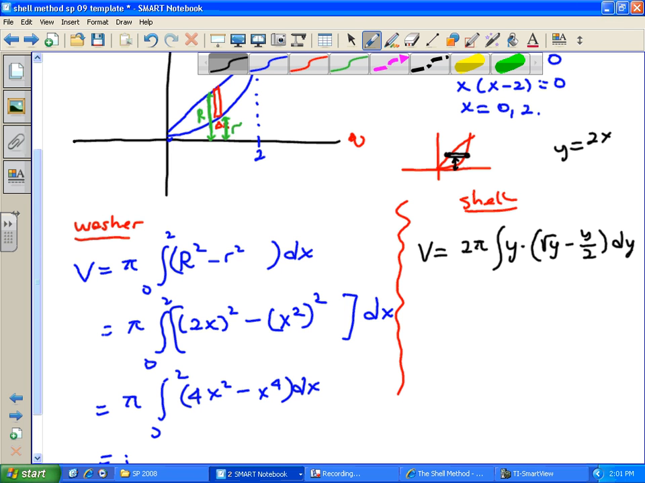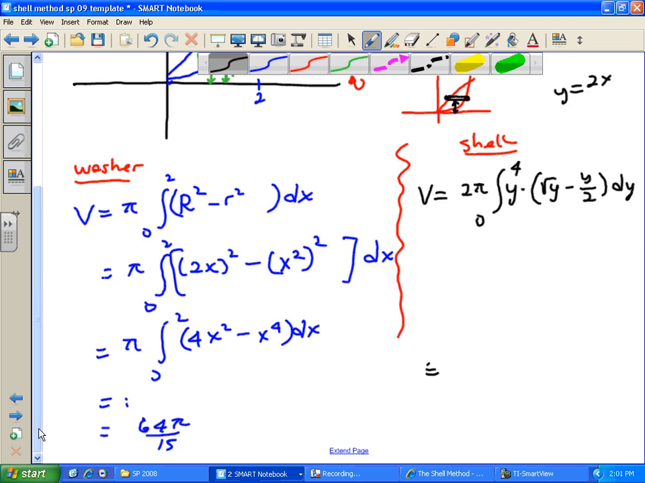And how about the limits of integration? 0 to 2 were the x limits. What will the y limits be? 0 to 4. If you solve this integral, multiply the y in, integrate piece by piece, you should get the same final answer. You should still get 64 pi over 15. It should be the same answer because we did the same problem. It's still rotating around the same axis. We just use a different method.